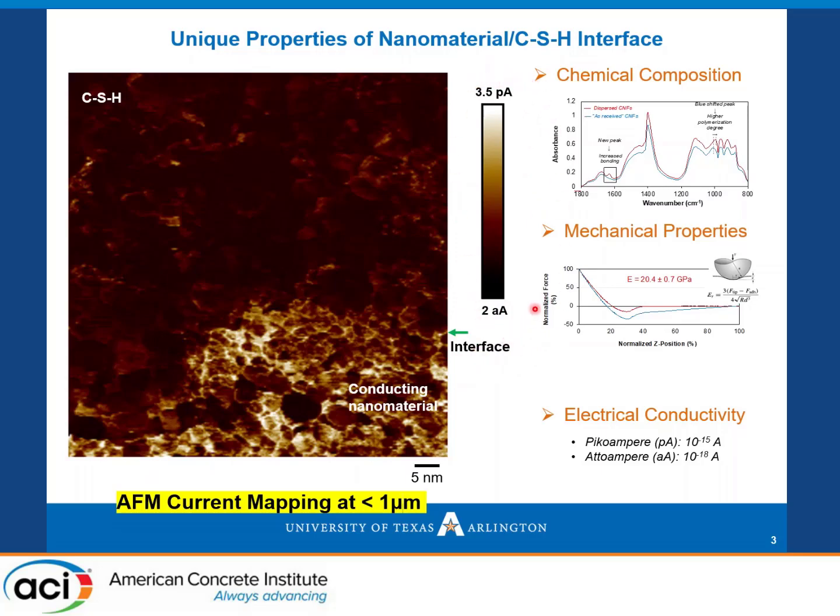Here we see the current mapping, an ultra-low current range starting from 3.5 picoampere down to 2 attoampere. The light color areas reflect the picoamperes, which is the conducting nanomaterial, and the dark areas are at the attoampere scale, and an attoampere is 10 to the minus 18 ampere. And we are talking about the cementitious products.